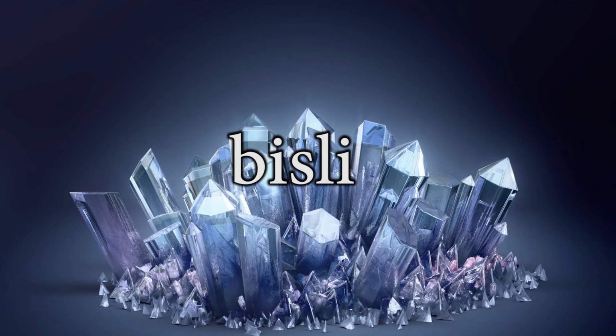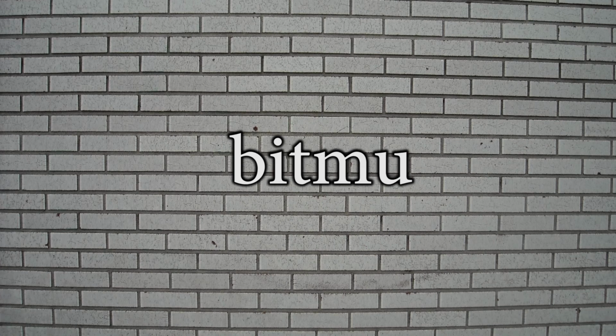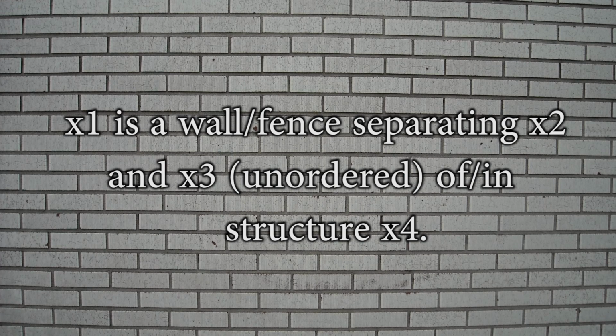Bitmu. X1 is a quantity of, or is made of, or contains ice, frozen crystal, of composition or material X2. Bitmu. X1 is a wall or fence separating X2 and X3, unordered, of or in structure X4.